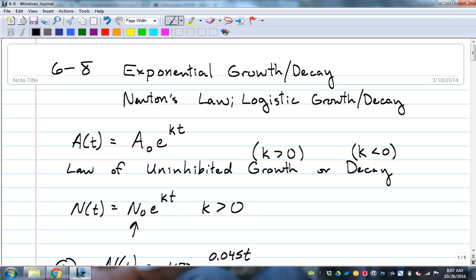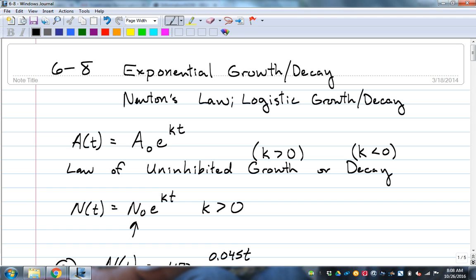So when we think about the formulas for those, you've got A sub 0, that means the initial amount, e to the kt. Depending on what k is, that tells us if it's growth or decay. If k is a positive number, it's going to be growth. If k is a negative number, it's going to be decay. That's how we're going to know that. t is going to be time.